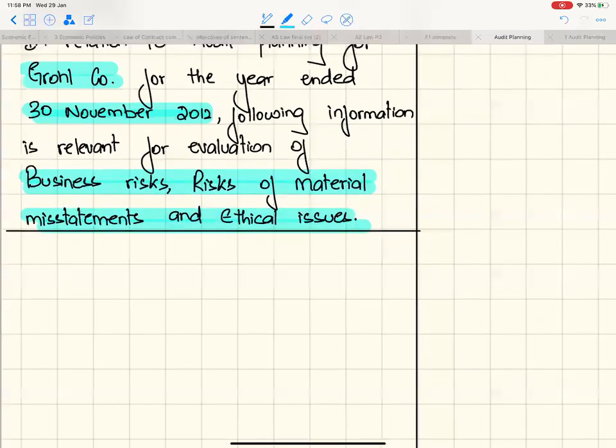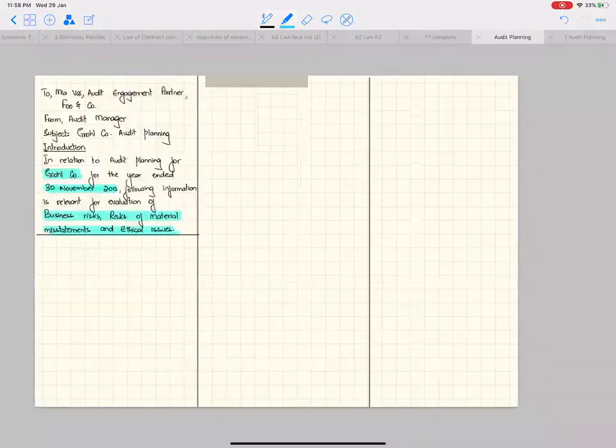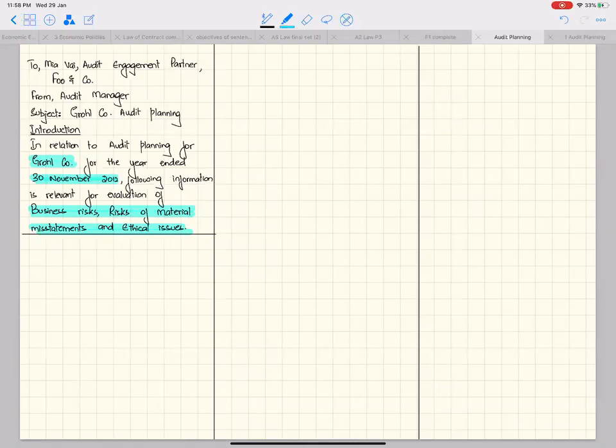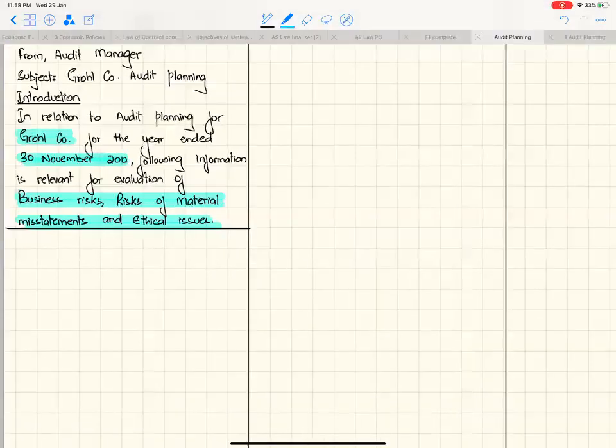presentation marks or the 4 professional marks. You have to change the to and from, you have to write the subject, and then you have to write the introduction that in relation to audit planning for Grohol Company for the year ended 30th November 2012, following information is relevant for evaluation of business risk, risk of material misstatement, and ethical issues. Okay?